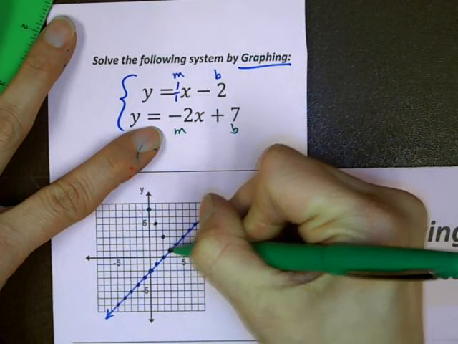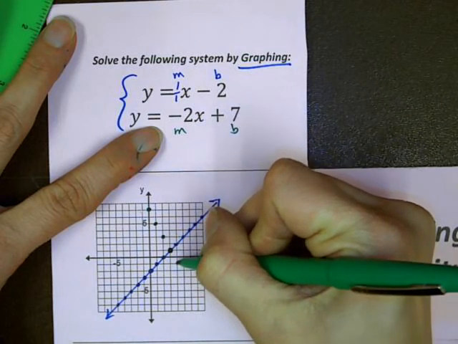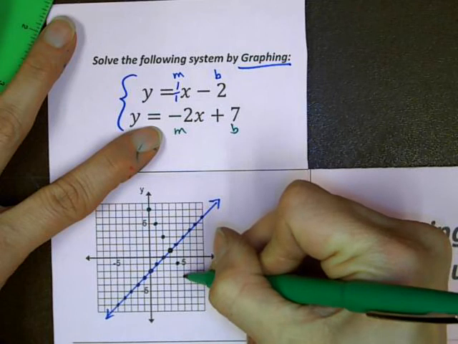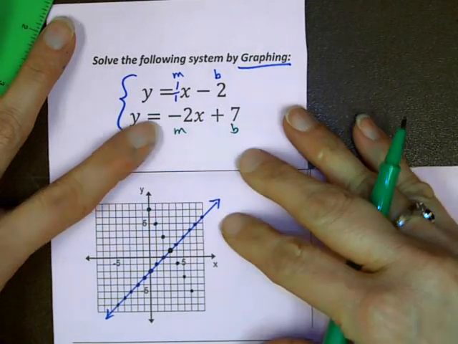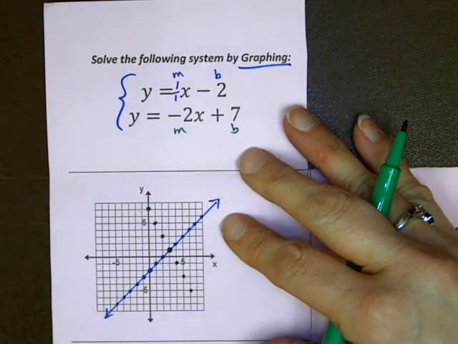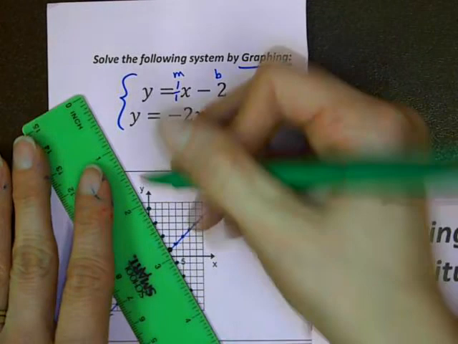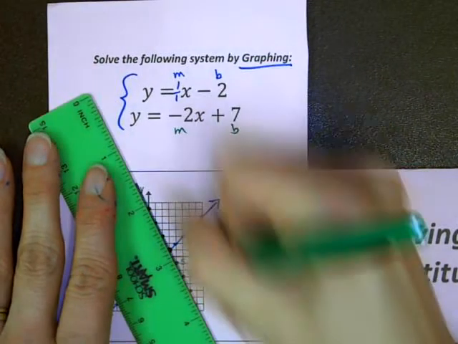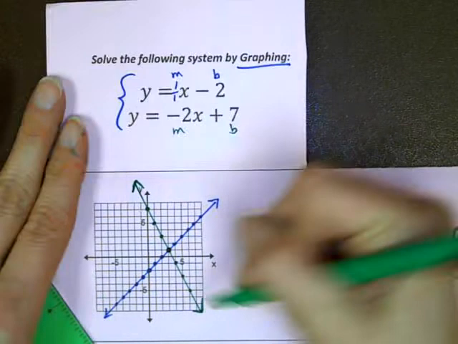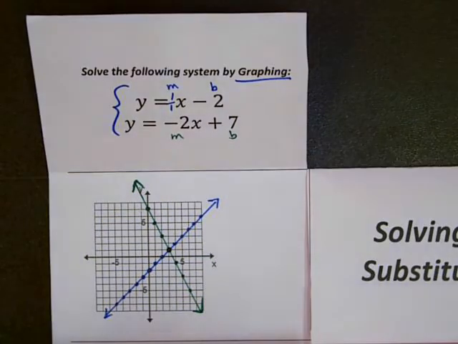Winner, winner. That is the point that they both share. Keep going. Down 2 over 1, down 2 over 1. Drawing more points past the solution helps the line draw nice and straight. Don't forget to draw the line, put some arrows. Okay, and this is great work, but we have to officially state the solution.